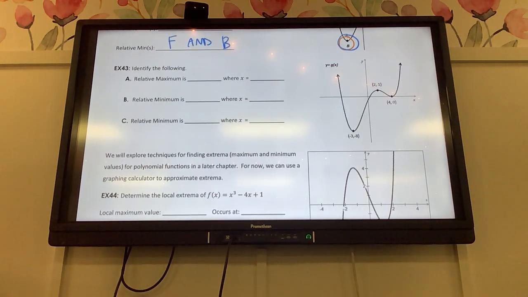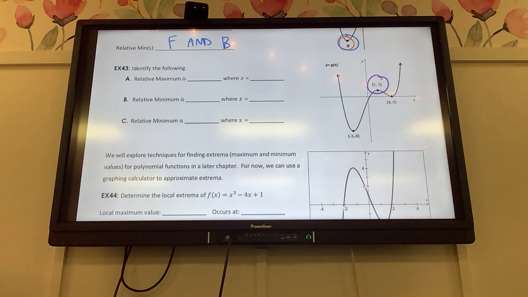Alrighty. So down here. All right, so it says identify the following, and it's written more out instead of just writing the coordinate point. It's saying the relative maximum is blank where x equals blank. So 1 and 2. Wait, which one? Yeah, 1 and 2.